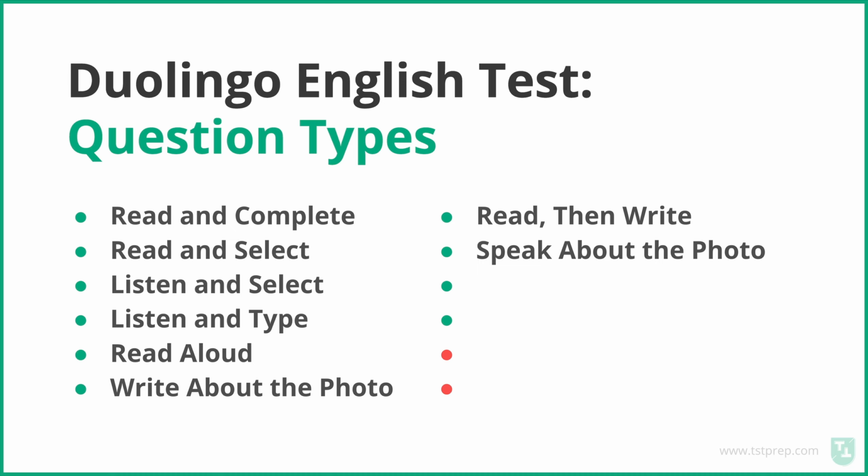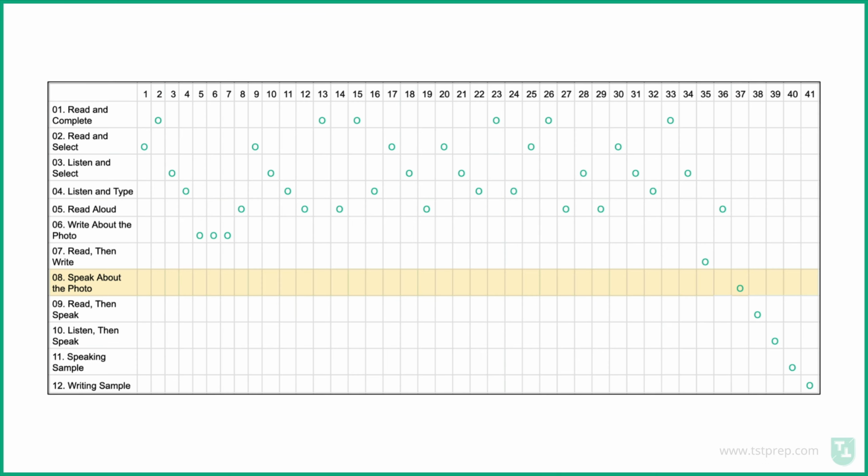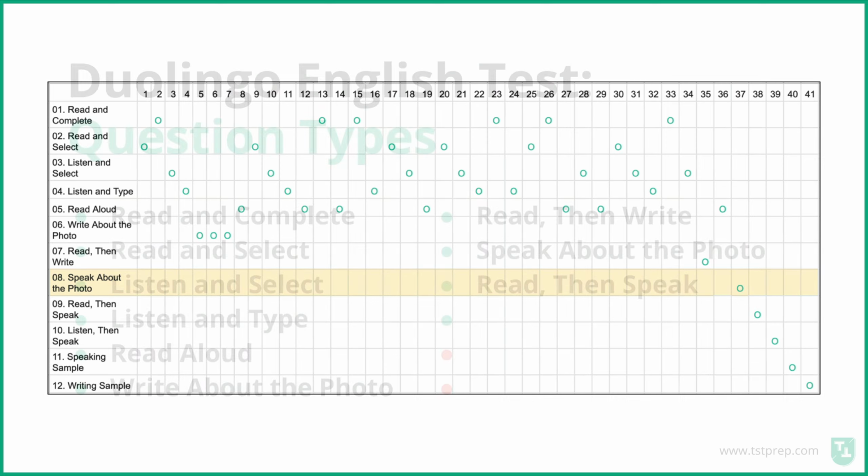Speak about the photo. This is just like write about the photo, except you have to speak about it. You have to speak for at least 30 seconds. And you can speak up to 90 seconds. The more you speak, the better. Try to speak a lot. It'd be good for the test. And this is towards the end of the test, one of the last questions. And there's only 1 of this question type.